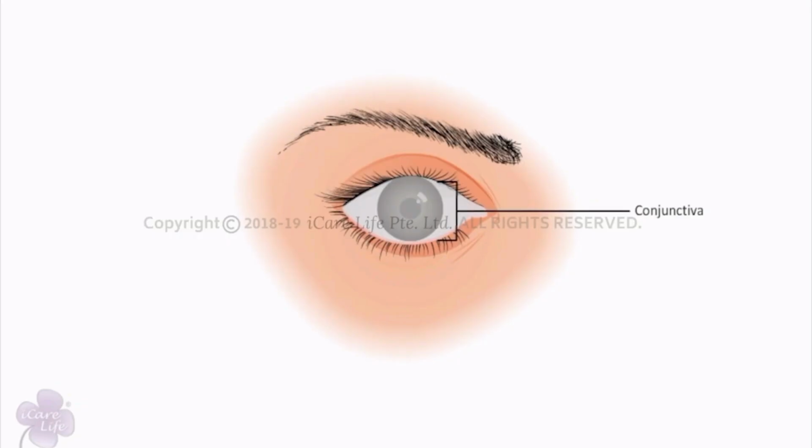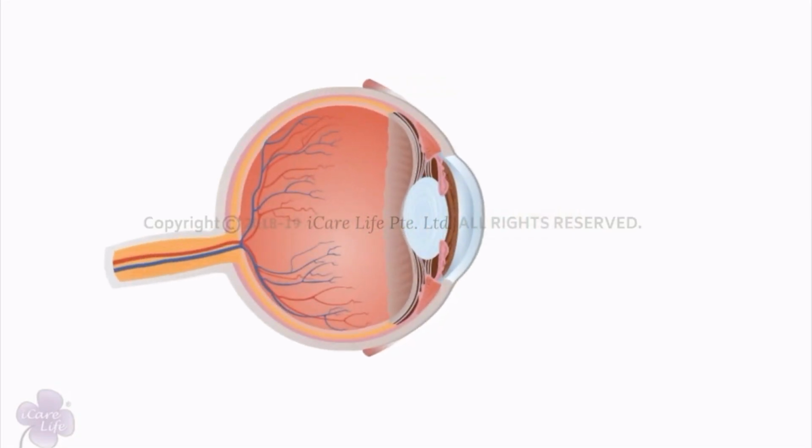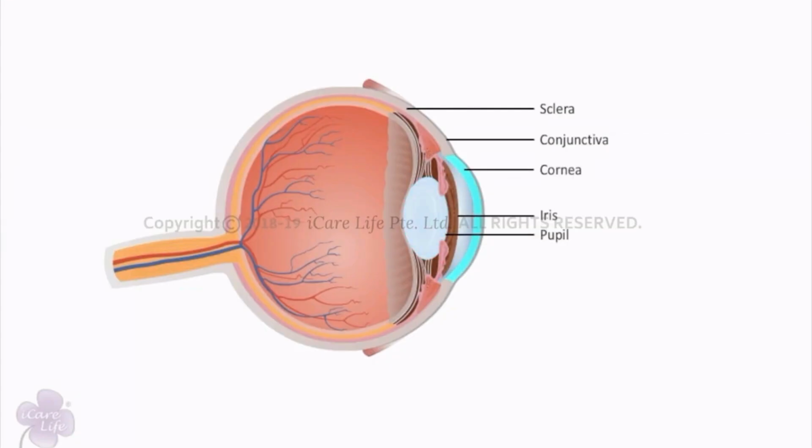Conjunctiva is a transparent layer which covers the eyes and inner part of eyelids. Conjunctiva produces mucus, which lubricates and protects the eyes and eyelids. Now let us look at the internal parts of the eyes which are not visible to us. In this cross-section, you can see the conjunctiva, the sclera, the iris, and the pupil.